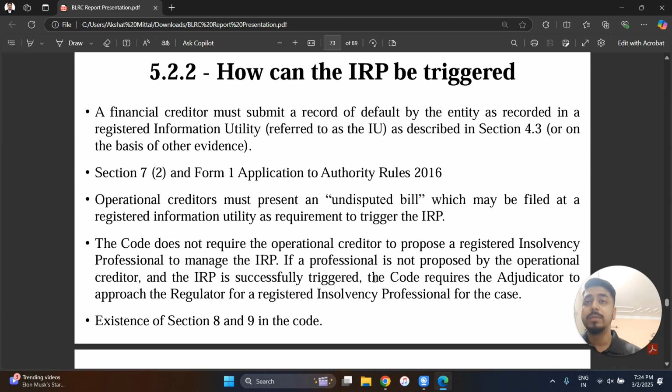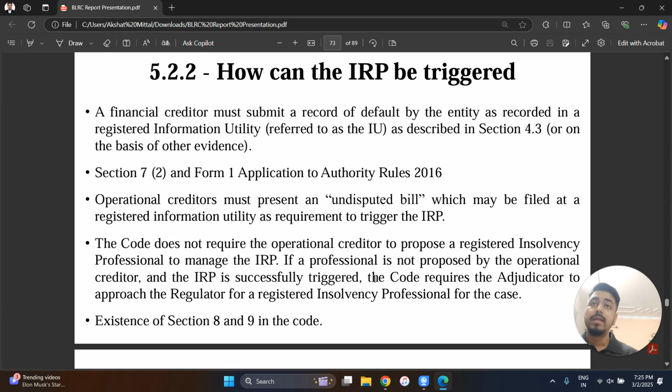So earlier the limit used to be 10 lakhs, and after the COVID period, there was a notification from the central government, and that 10 lakhs limit was increased up to 1 crore. So whenever there has been a default which is more than 1 crore, only then can a creditor come forward before the NCLT and file a claim to declare that particular entity as insolvent and to initiate the insolvency resolution proceedings.